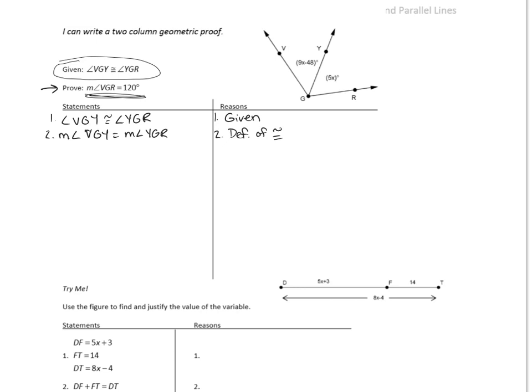Now, I've got some more givens in this picture. I've got this right here and this right here. The picture is telling me that the measure of angle VGY is 9x minus 48, and that the measure of angle YGR is 5x. So my reason for that statement is that it's given in the diagram.